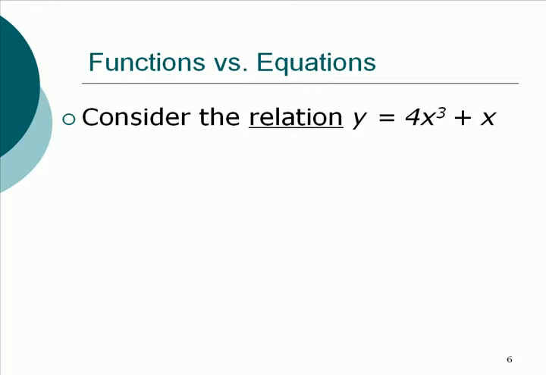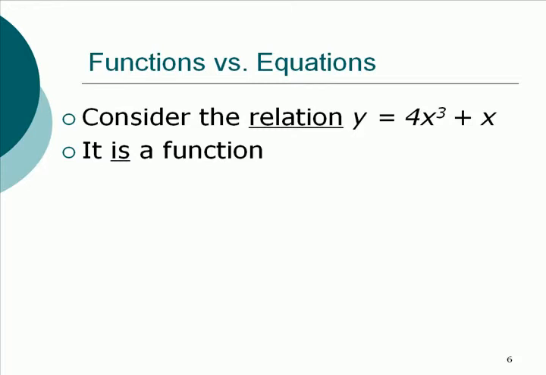Consider the relation y equals 4x to the third plus x. Now that's a relation. Anytime you've got x and y related, or any two variables for that matter, it's a relation. If they're related, it's a relation. Is that a function? Think about it. Is there any way that you could have more than one y associated with any single x value? Given an x, could you ever have more than one y that would satisfy that equation? No. That is a function. For any x value you choose, there will only be one y value that makes it true.